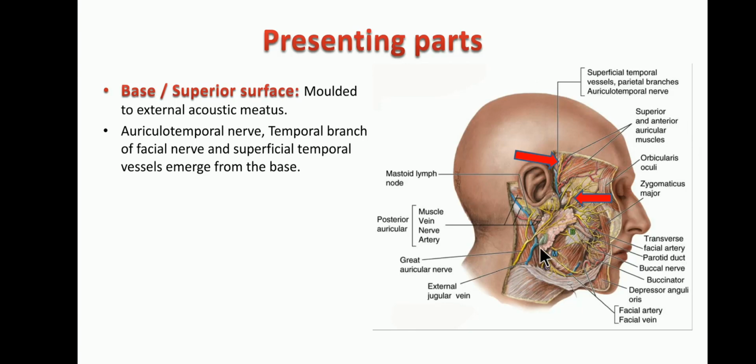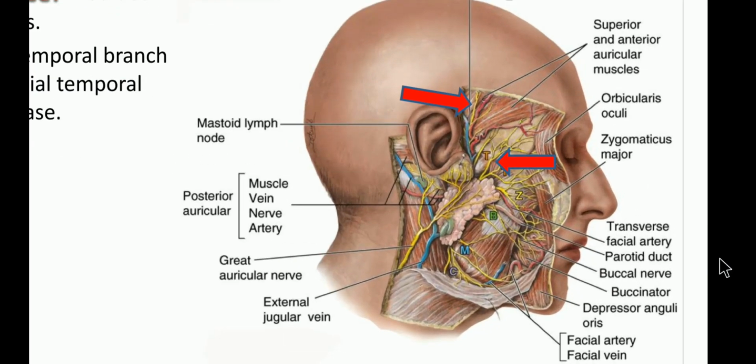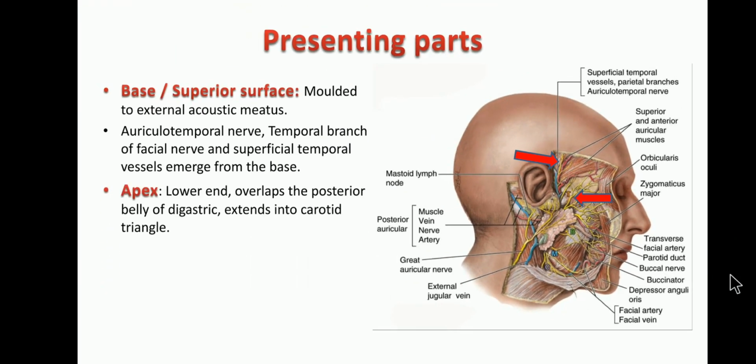Next coming to the apex. The apex of the parotid gland is the lower end. It overlaps the posterior belly, and not only that, it extends to the carotid triangle also.